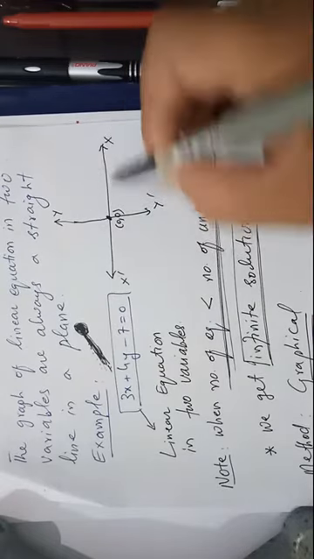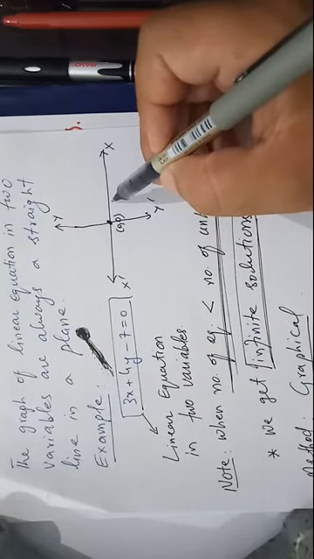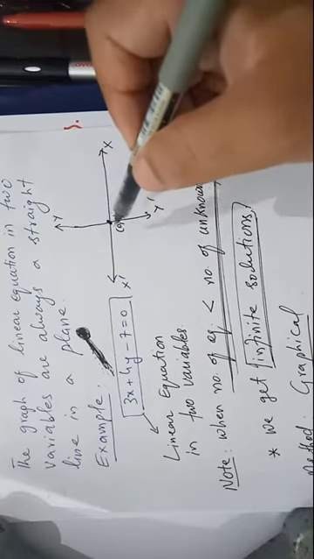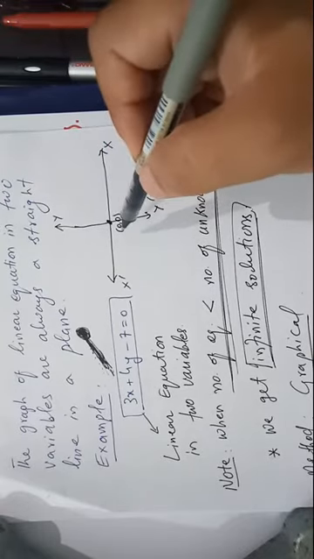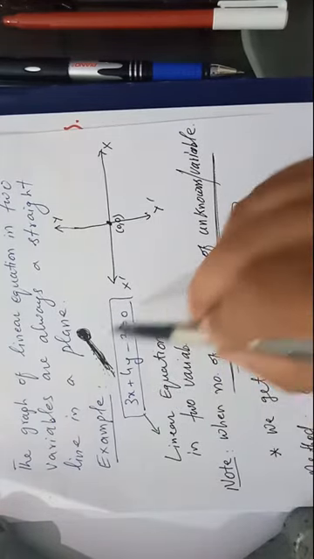So you see that on the x-axis all the values of y are 0, because this is a horizontal line, and on the y-axis all the values of x are 0, because this is a vertical line. So the simplest and easiest way to graph this linear equation in two variables is to find the x-intercept and the y-intercept. And you know that the graph of this equation is a line.